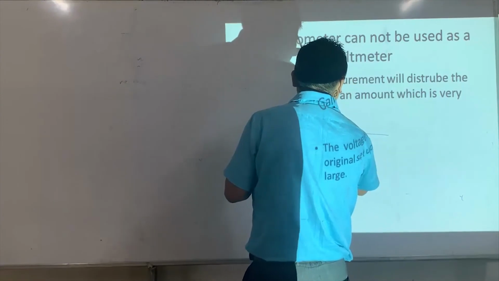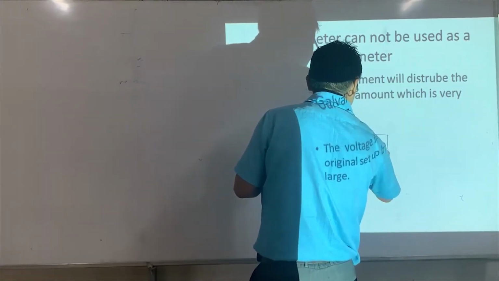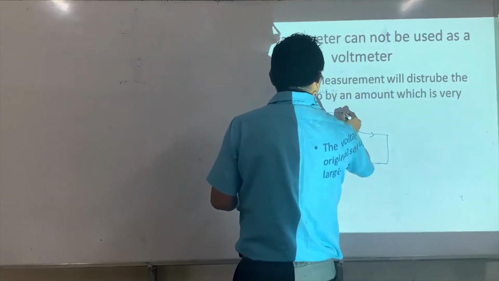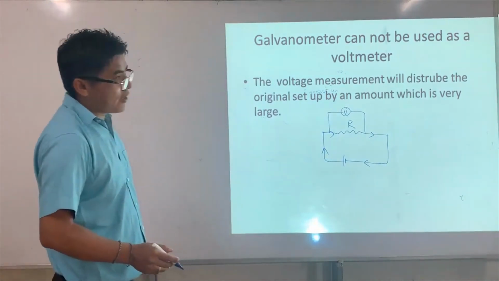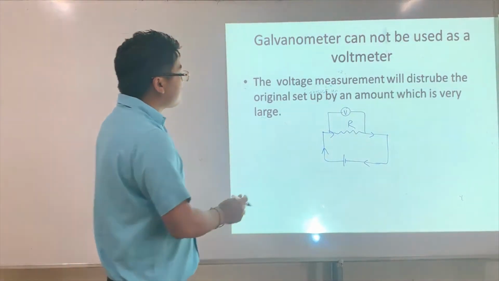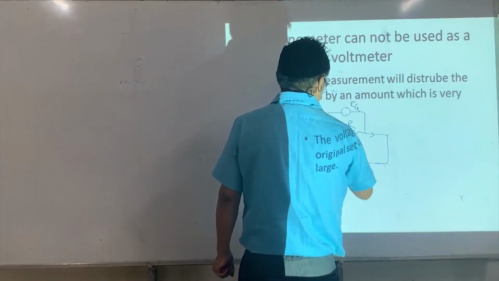This is resistance R. So I'm going to find out voltage. This is how you are going to find out voltage. And if you use a galvanometer, look at here. If you use a galvanometer, you are going to put Rg, all right?